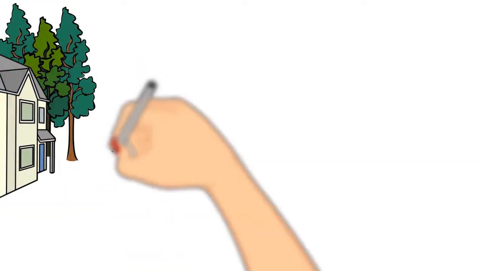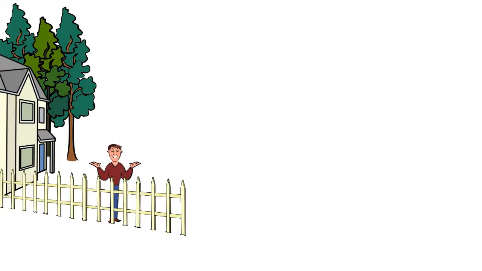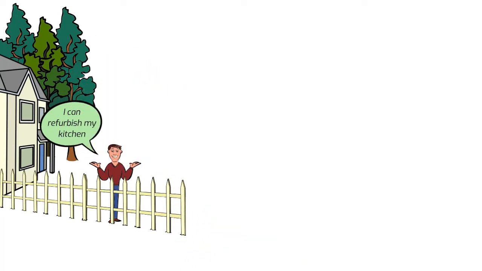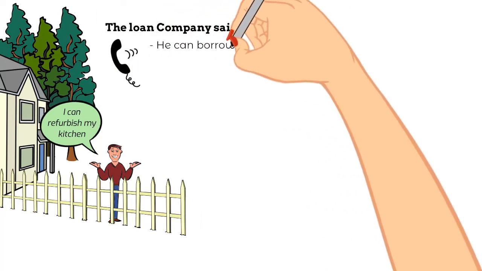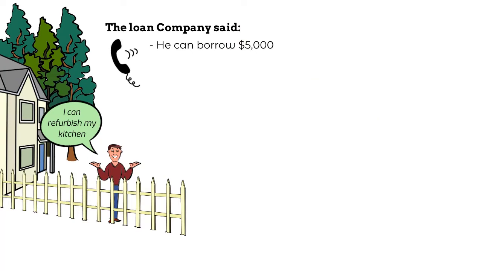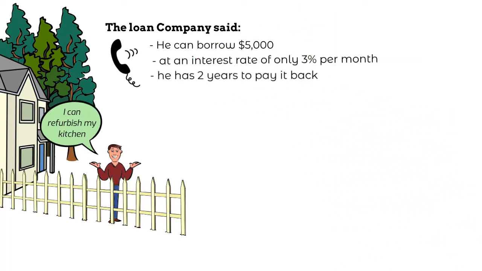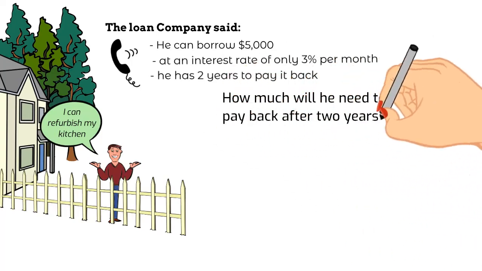Your neighbour comes up to you all excited one day and says he can finally refurbish his kitchen. And this is because he got off the phone with a loan company, and the loan company said he can borrow $5,000 at an interest rate of only 3% per month, and he has 2 years to pay it back. Is this really a good deal though? How much will he need to pay back after the 2 years?